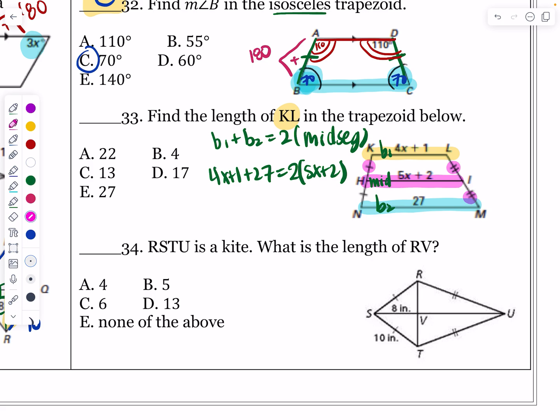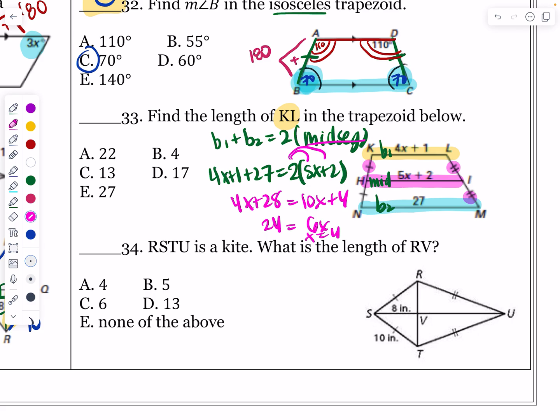So we've got to use some distributive property here. So that's my mid-segment. And so that's going to be 4x plus 28 equals 10x plus 4. I'm going to get my variables on the same side. I get 6x equals 24, so x equals 4.